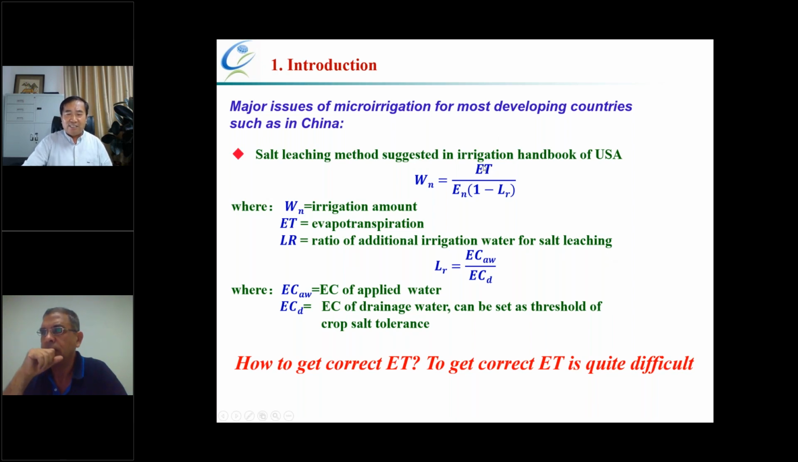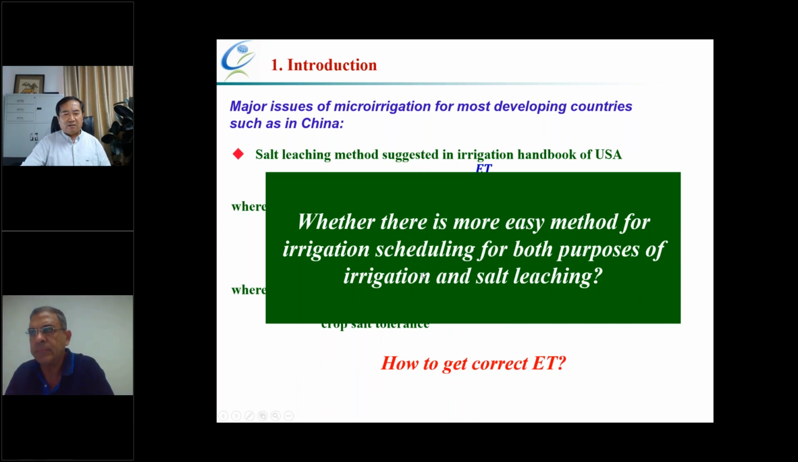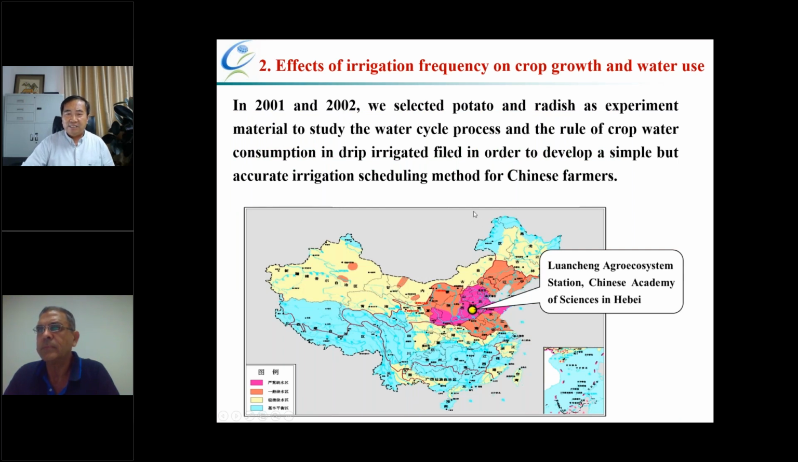But in these equations, we should first determine how much the evapotranspiration is. But how to get correct evapotranspiration? As we know, to get correct evapotranspiration is quite difficult. So is there an easier method for irrigation scheduling for both purposes of irrigation and salt leaching? So in 2001 and 2002, we selected potato and radish as experiment materials to study the water cycle process and the water consumption in a drip irrigated field, in order to develop a simple but accurate irrigation scheduling method for Chinese farmers.